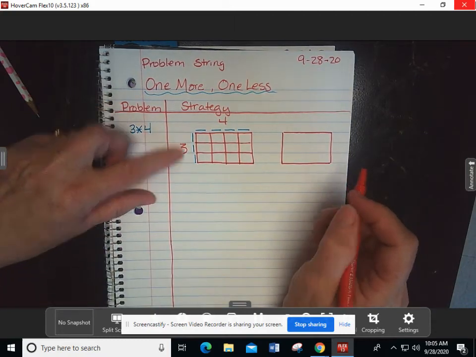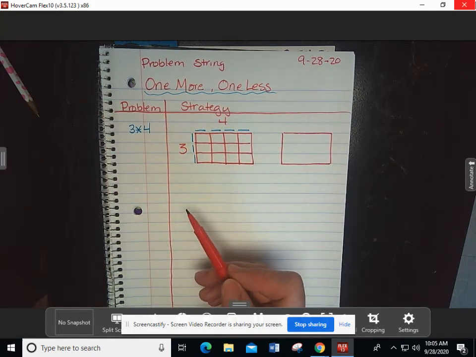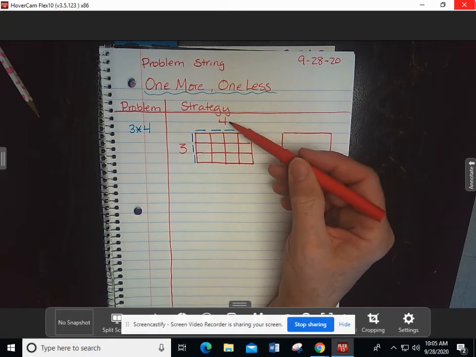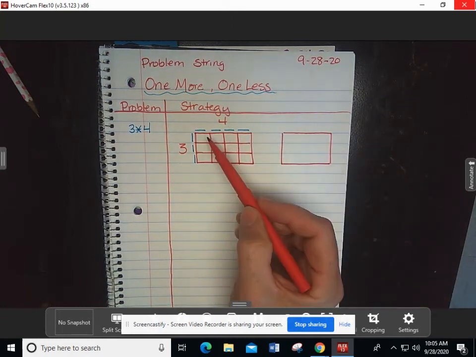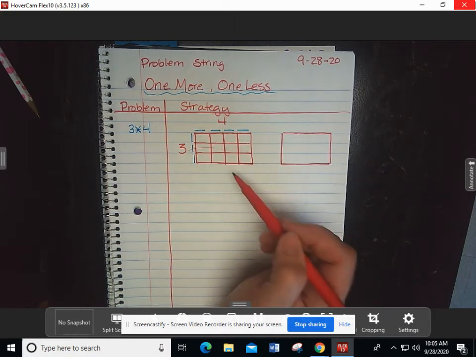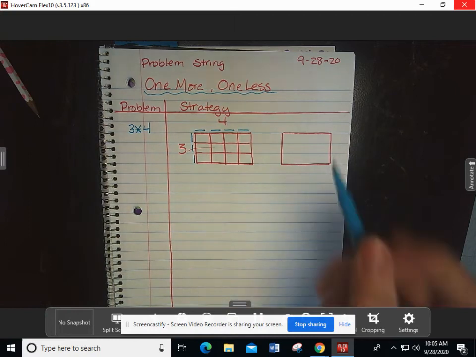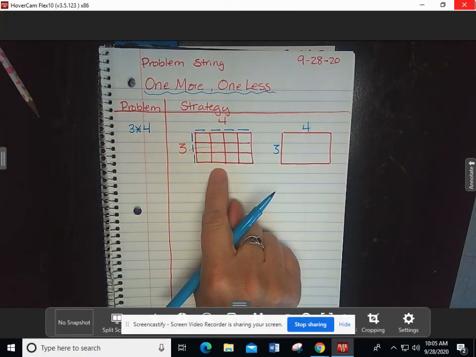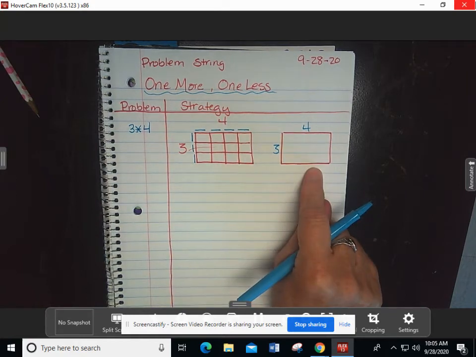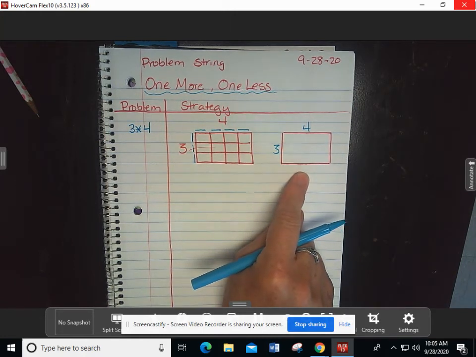I drew lines across because my factor tells me I need to have 3 rows. I drew lines down because my factor says I have to have 4 columns. So I have 3 rows. I have 4 columns. I'm going to put my factors there, 3 and 4. So this is my tile array. This is an area model. This is our tile array. This is area model.